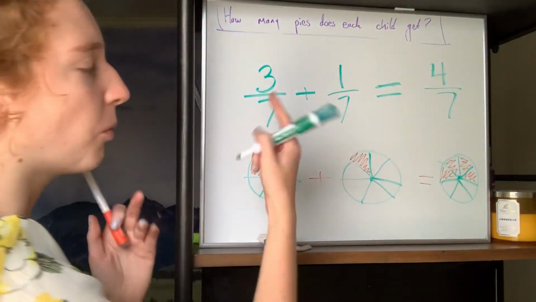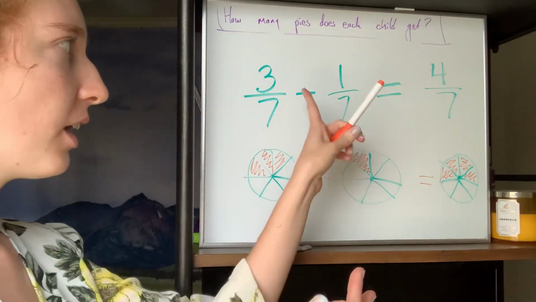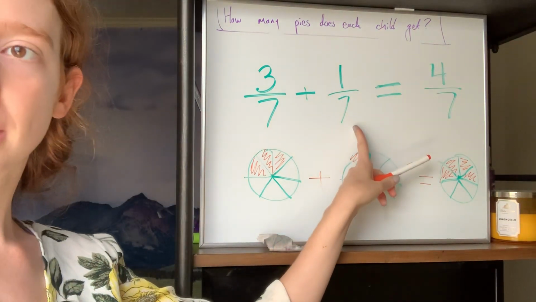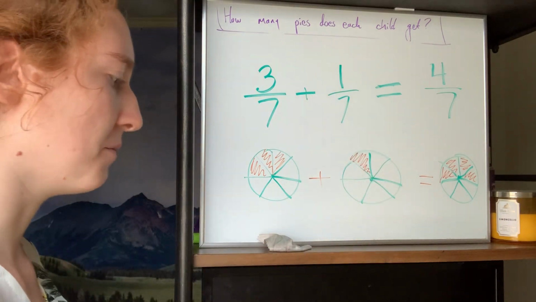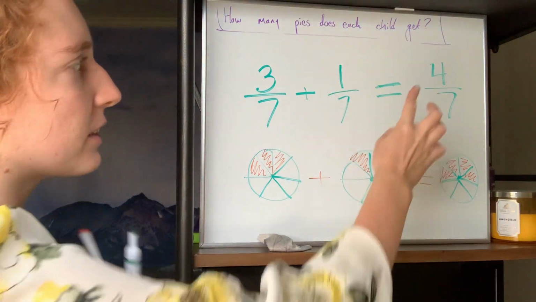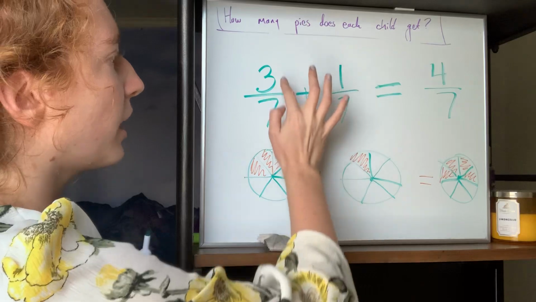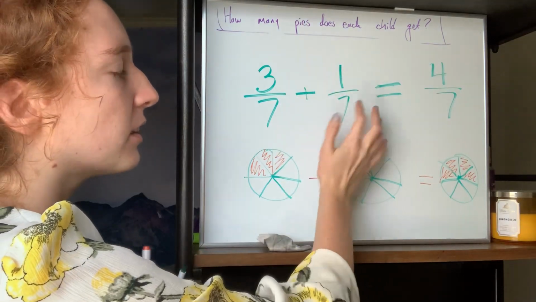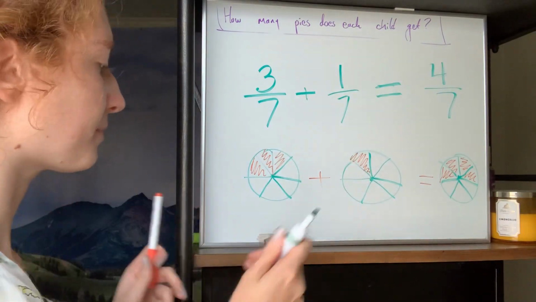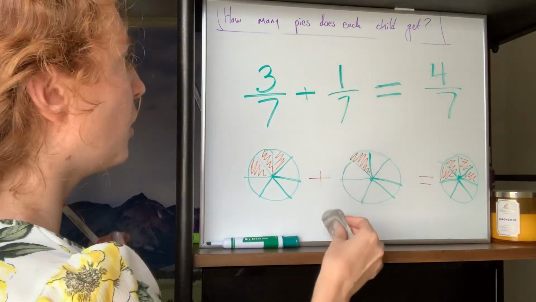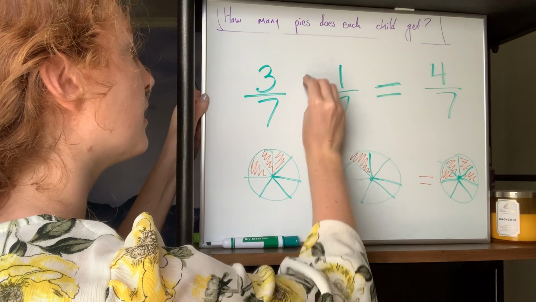So you can say if I got 3 out of 7 pies, and then later on I also got 1 out of every 7 pies, or 1 pie for every 7 children, it's the same statement. Then that's equivalent to getting 4 out of 7 slices. So 3 out of 7 slices and then 1 out of 7 slices. If I combine that as one sum, I'm going to get 4 out of 7.